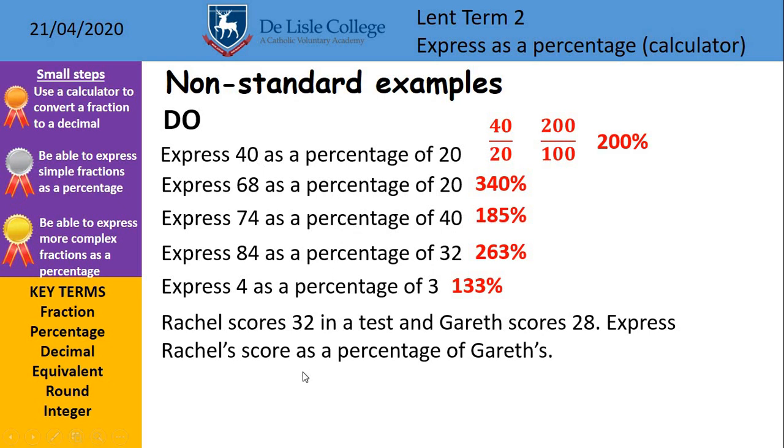Last one, Rachel scores 32 in a test and Gareth scores 28. Express Rachel's score as a percentage of Gareth's. So Rachel's score is first, so type in your calculator, in your fraction key, 32 over 28. It actually gives you 1.142857, so it gives you a decimal, but if you multiply this by 100 to the nearest integer, 114.28, the 2 would tell us to keep it as 114%.